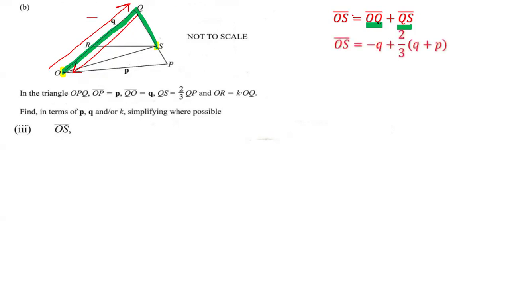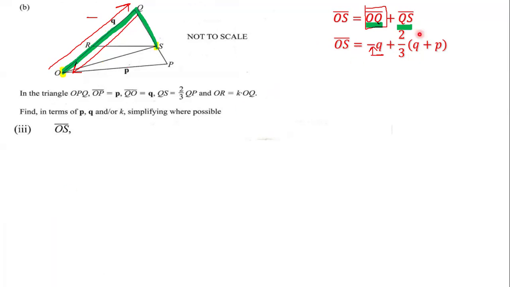So that means that OQ is actually equal to negative Q. And that makes sense because we're going from O to Q. We're not going from Q to O, because Q to O is Q, but we're going in the opposite direction. And since we're going in the opposite direction, we have to put in a negative sign. So it's going to be negative Q.